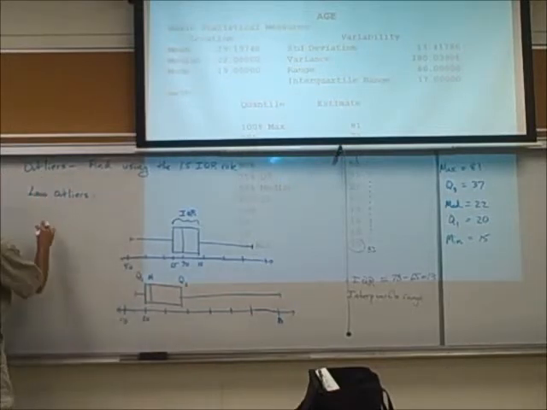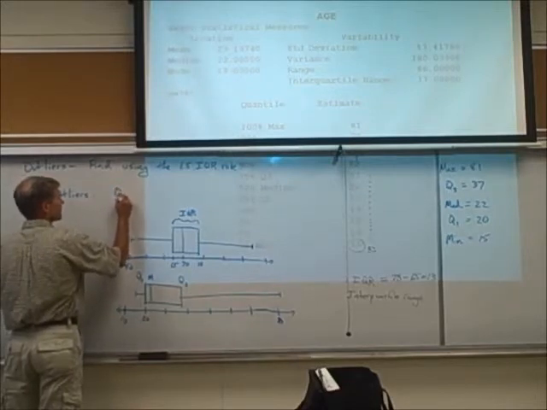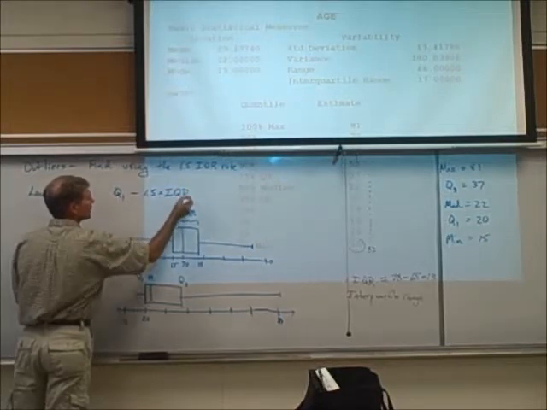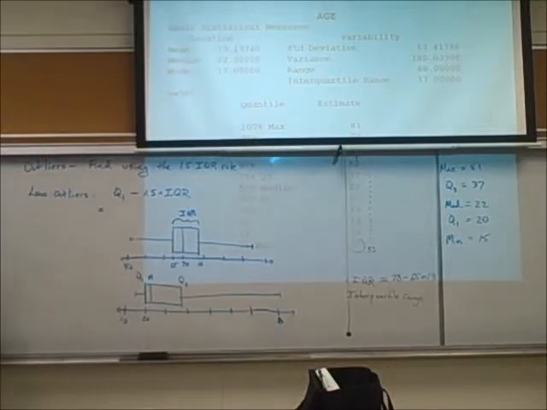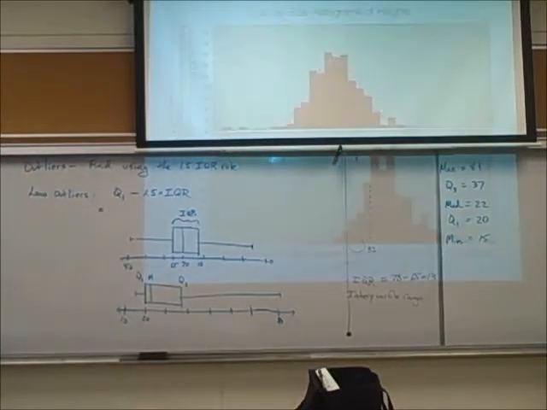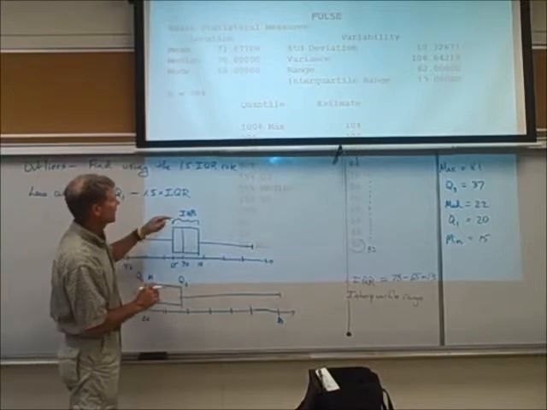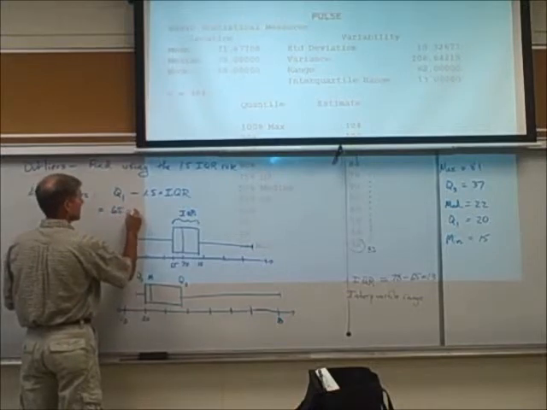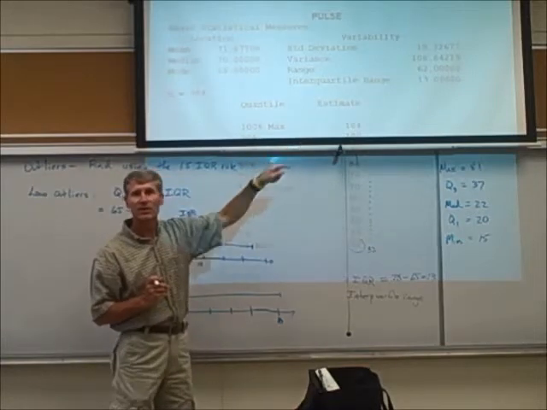Right? Well, here's how that works. Below the box is to the left of Q1. So low outliers, you identify Q1 minus 1.5 times the IQR. So let's plug in the numbers. Let me get on the screen back up to the pulse. The Q1 was 65. So I'll have 65 minus 1.5 times the IQR, which was 13.